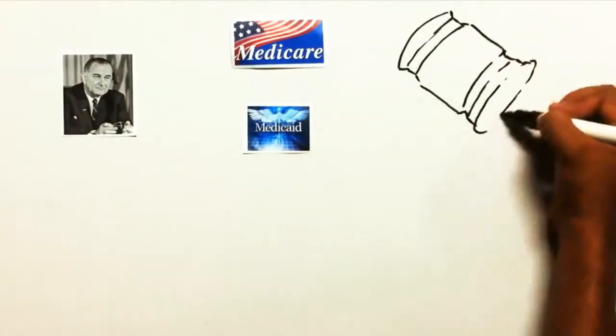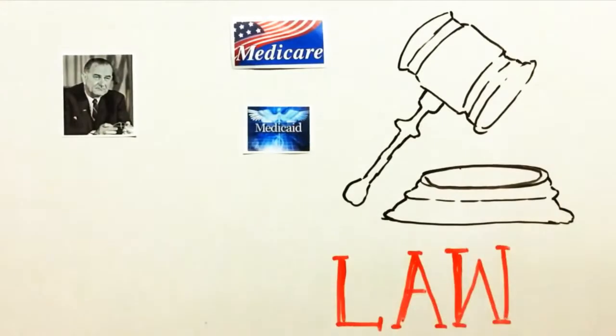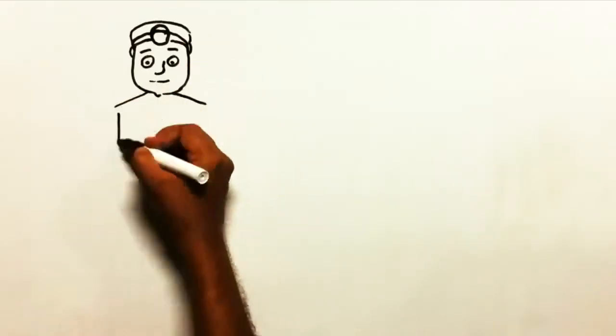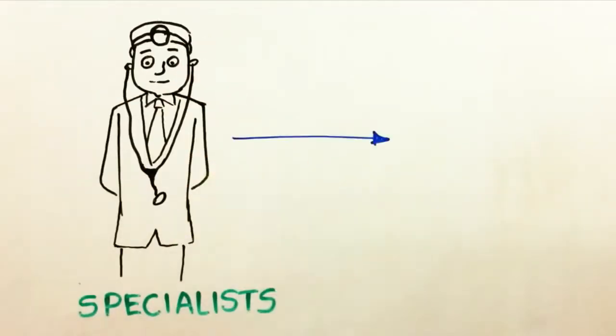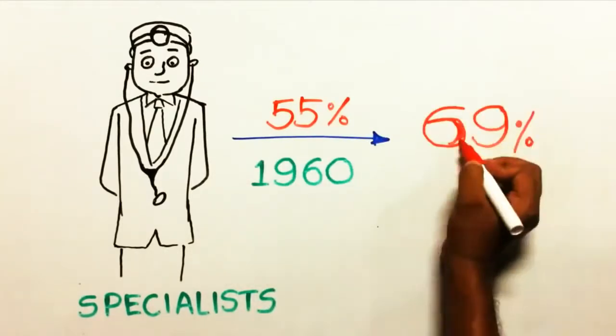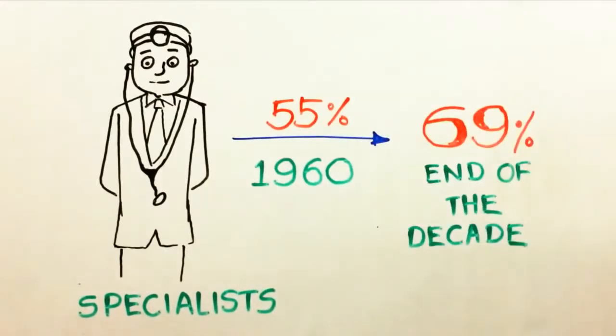President Lyndon Johnson signs Medicare and Medicaid into law. The number of doctors calling themselves specialists grows from 55% in 1960 to 69% by the end of the decade.